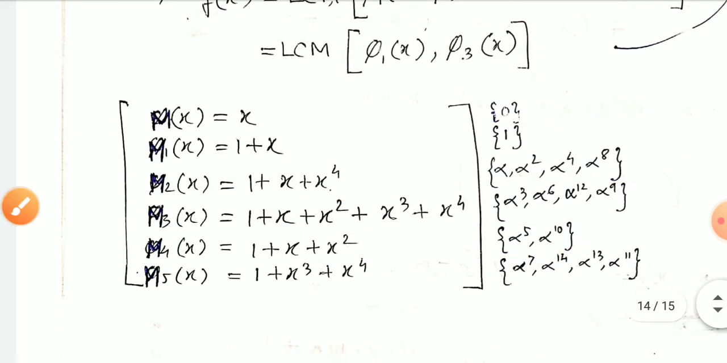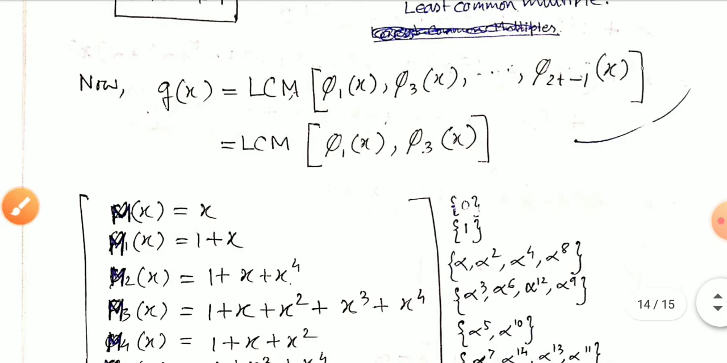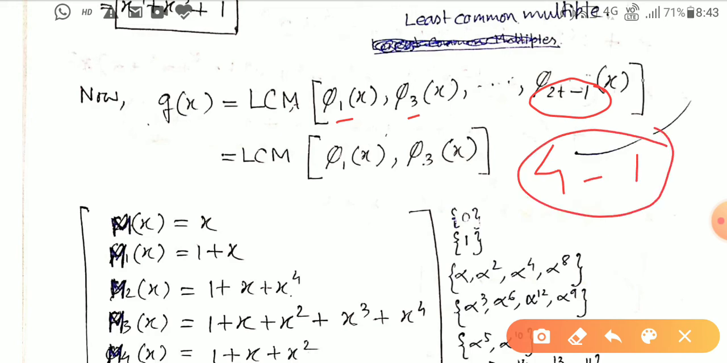So for g(x), the coefficient for the primitive polynomials will be written as such, because this coefficient is 2t minus 1. T is given in this question, t is 2. So this is 2 into 2 is 4, minus 1. So that means 3.